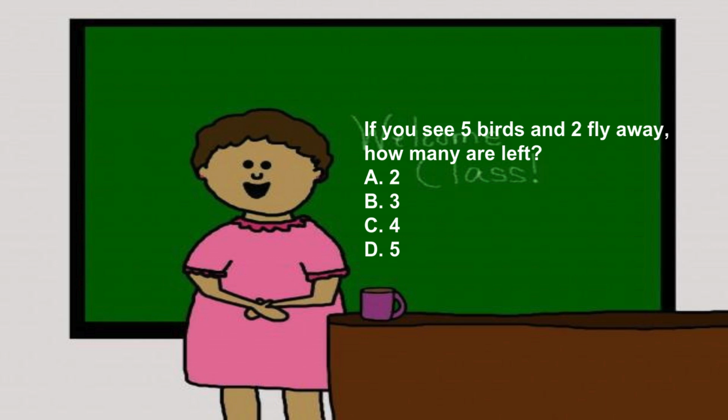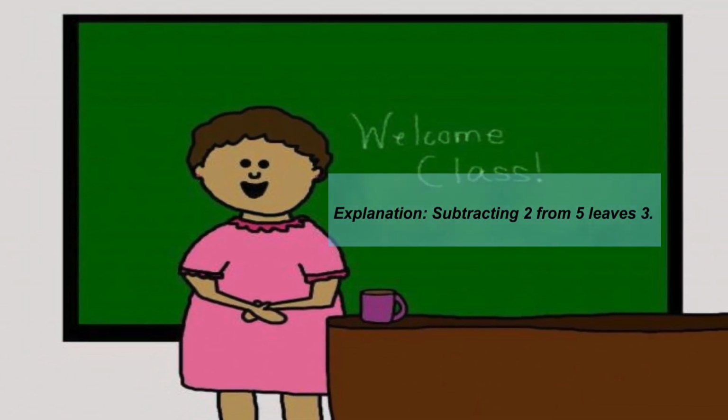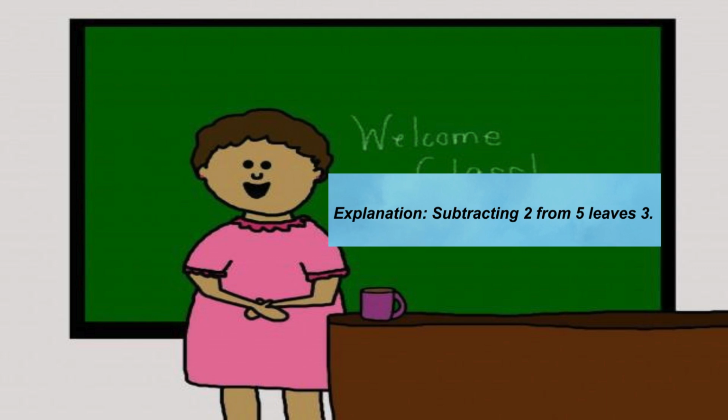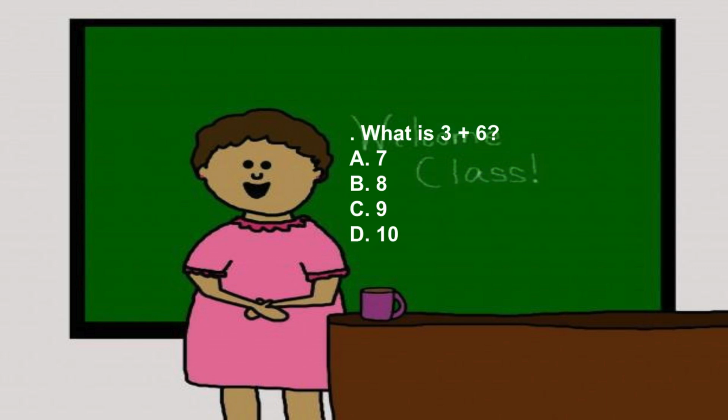If you see 5 birds and 2 fly away, how many are left? 2, 3, 4 or 5? The right answer is 3.